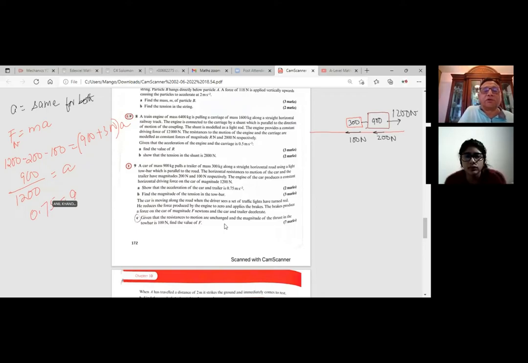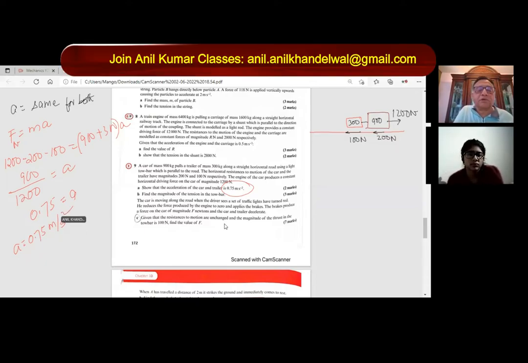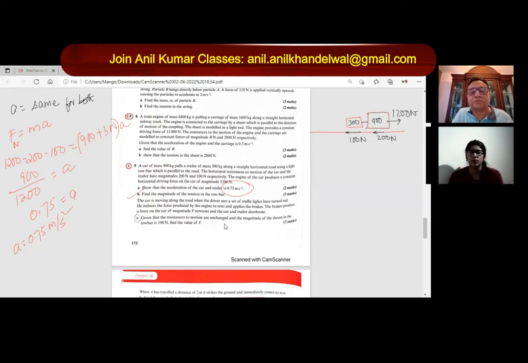I think that is what we wanted, right? Yeah. Correct. So we get a equals 0.75 meters per second squared. Perfect. So that is the first part. Now what is the second part? Find the magnitude of the tension in the tow bar.